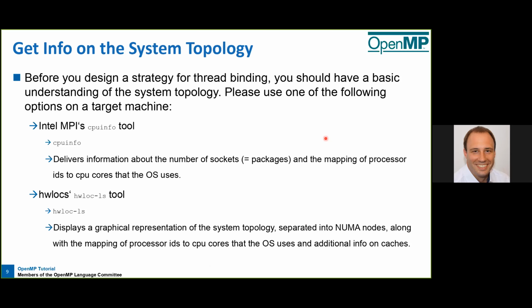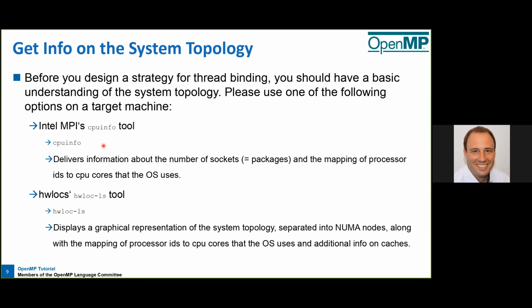But first, I wanted to point you to 2 tools that can help to understand the architecture of your system. And actually, I should add a 3rd tool to my slide deck here. So if you use Intel's MPI, there's a command named cpuinfo that you can just enter at the command line. And it will give you information about the number of sockets, meaning the packages in Intel terminology, and also the mapping of processor IDs to CPU cores, and also the partitioning of the main memory, like how many gigabytes are close to each individual socket.